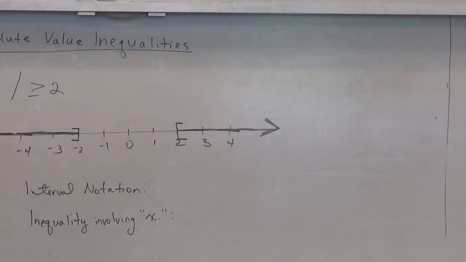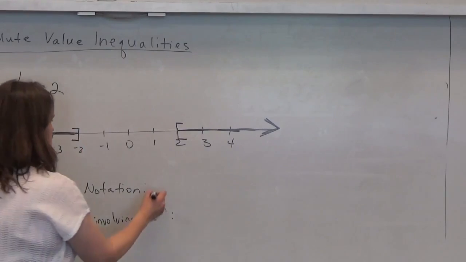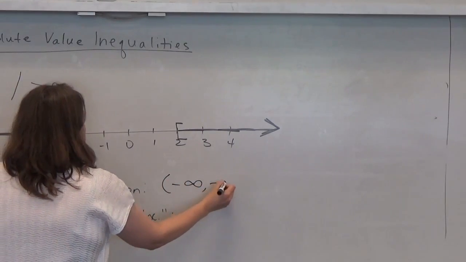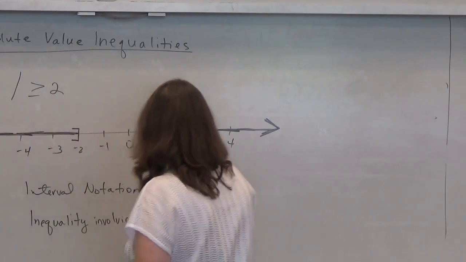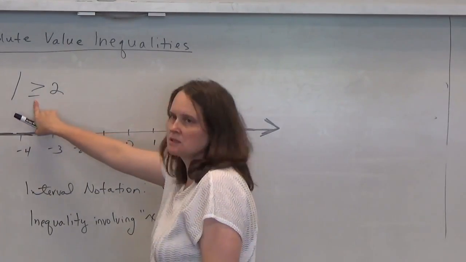How do we write this in interval notation? We're going to say this goes from -infinity to -2. Put the square bracket with the -2, again, because of the equals in the original problem.